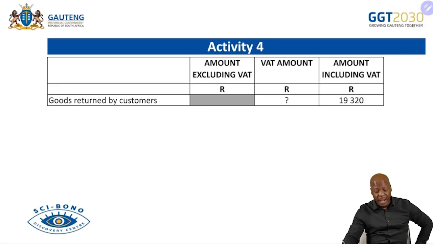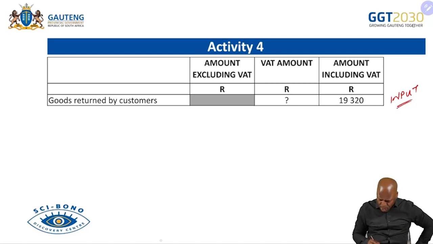Goods returned by customers. What direction are those goods going? They're being returned by who? Customers. That means they've gone out, sales, being returned, so they're coming in. So we're talking input VAT.